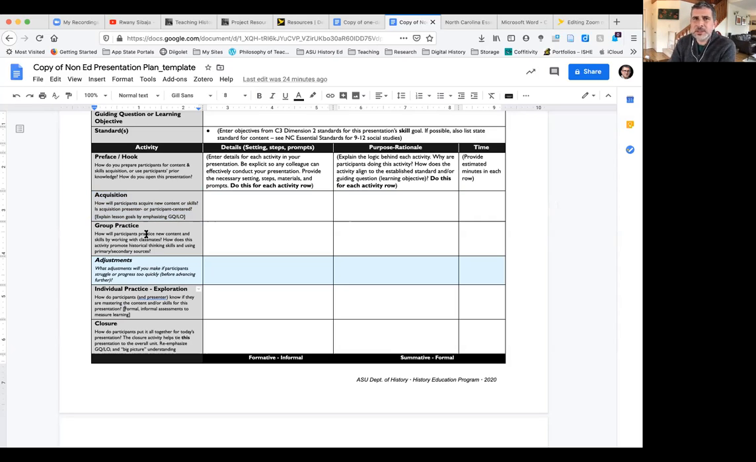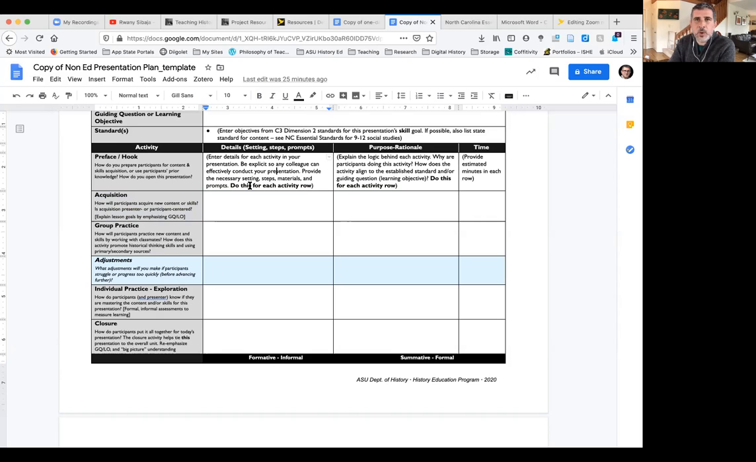I think it'd be hard to skip the acquisition, because there's always a point where you, the historian, are presenting something to an audience, right? So those are the 6 sections. And what you want to do in this column is provide as much detail, and kind of read the prompt here. Just delete this, but follow these directions. Be explicit so any colleague of yours can effectively conduct your presentation.